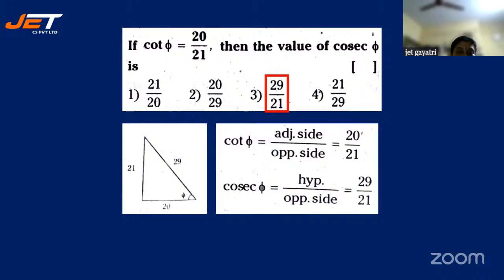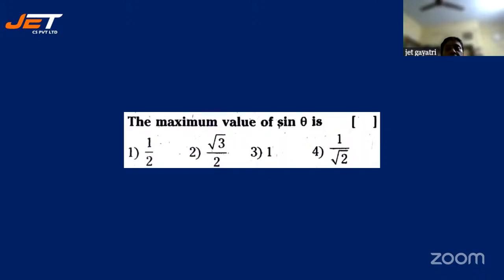So what is cosecant theta? It is hypotenuse by opposite side, that is 29 by 21. Always the side which is opposite to the theta is the opposite side, isn't it? All right. So here your answer would be 29 by 21, which is option 3. All right. Yes. See the next question.